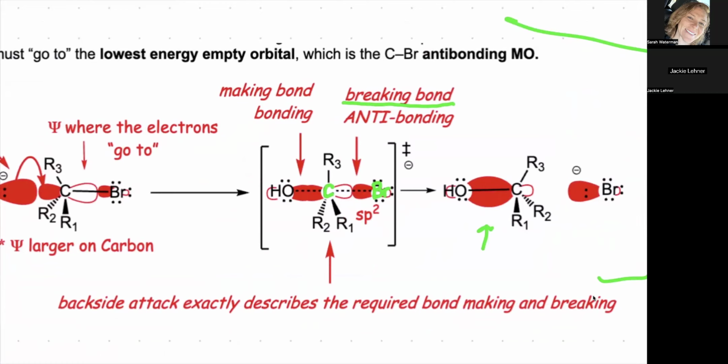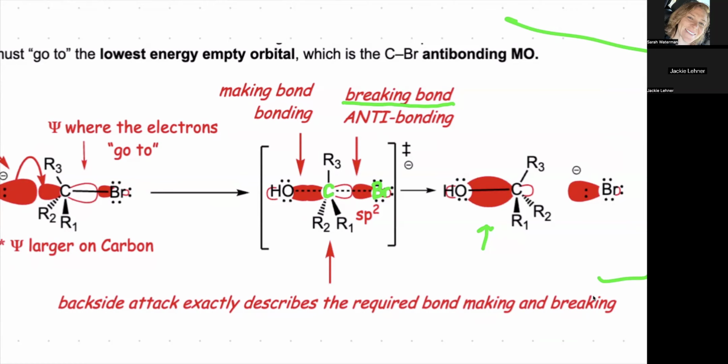How do you remember what the orientation is again? How does she know that it's going to be oriented in such a way that the shaded lobes are both going to be next to each other to allow for the overlap? I just don't remember that point. Yeah, that's okay.